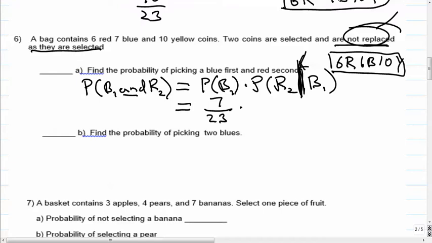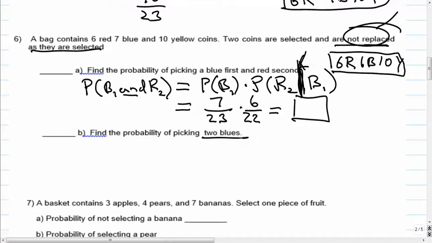There's my world. How many of them are red? 6. How many are there? 22. You do the math. That will be your answer. Okay? You need to understand the concepts. I'm assuming you can do the multiplication and division.